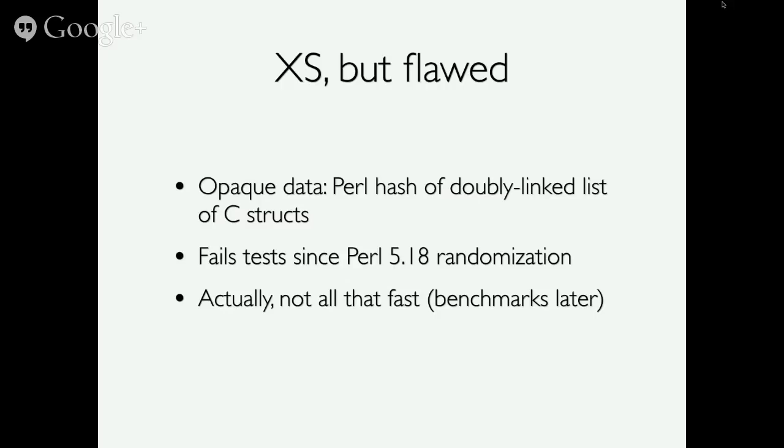So it essentially is the same data structure as tie-LL hash, a hash to a linked list, except the linked list is all C structs. So it takes the hash, and where it would normally have a pointer to this Perl value, instead it's a pointer to a C struct, which comprises a doubly linked list. So it's completely opaque. You can't dump it. Its tests happen to fail since the hash randomization, so you can't even install it from CPAN without forcing it. And as it turns out, when I started doing the actual benchmarking, we'll see later, it's actually not even all that fast. Not really sure why.